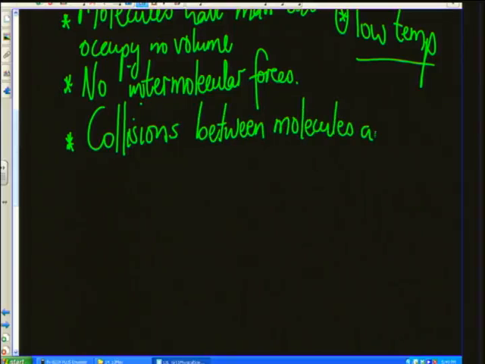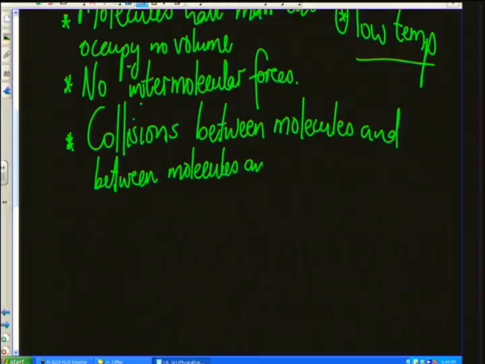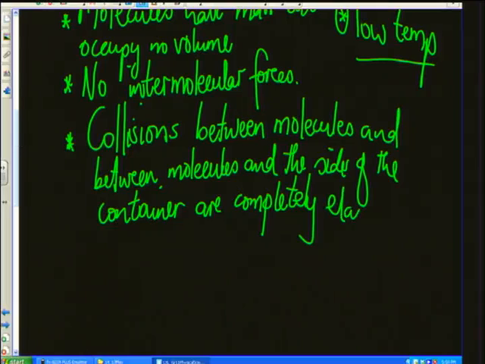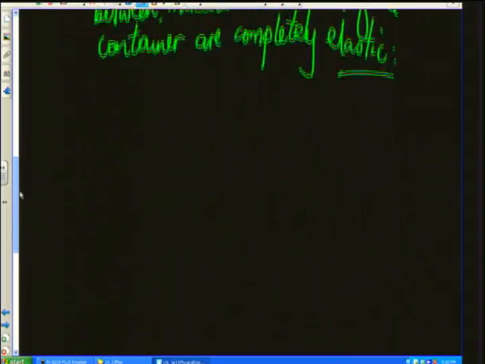Between molecules and between molecules and the sides of containers, and the sides of the container are completely elastic. So these collisions are completely elastic. Now, remember what we mean by collisions being elastic?